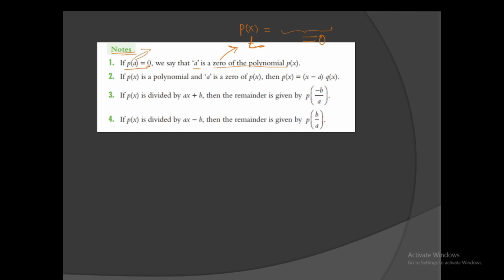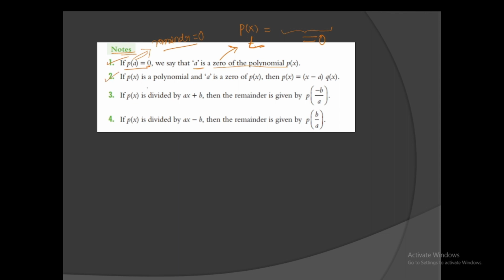Basically, it also signifies that p of a is what? The remainder equal to 0, we are getting the remainder to be 0. So we say that a is the 0 of the polynomial. So the very first point is clear. You will get more clarity when we apply these things in the questions.